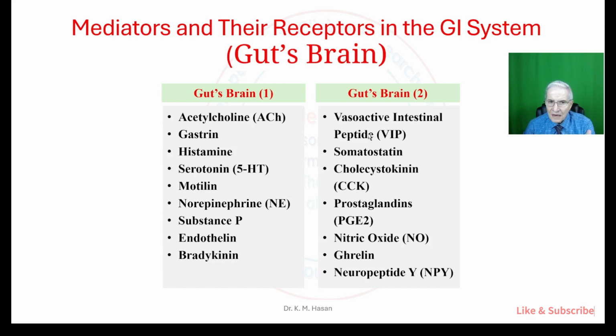So you can see a list of mediators, not only acetylcholine and norepinephrine, which belong to the parasympathetic and sympathetic nervous systems. We have a lot of mediators involved in the gut, and because we have so many mediators in the GI system, we call this the gut brain. It is a control system in the gastrointestinal tract from the beginning to the end of the GI tract.